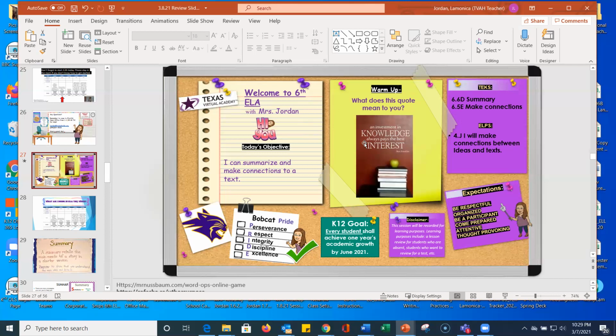And what does this quote mean to you? An investment in knowledge always pays the best interest. Ooh, I like that. What does that mean to you? Take a moment to think about that.